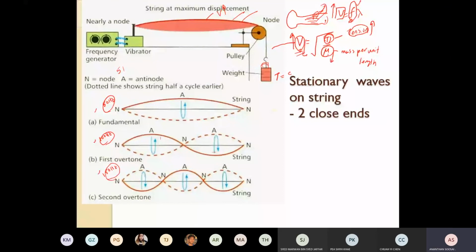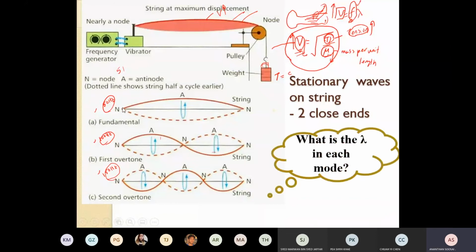Okay, so this formula is out of the syllabus. They never tell you, but it's good to know that tension and mass per unit length affect the speed. Speed affects the frequency of the sound. The higher the frequency, the higher the pitch.